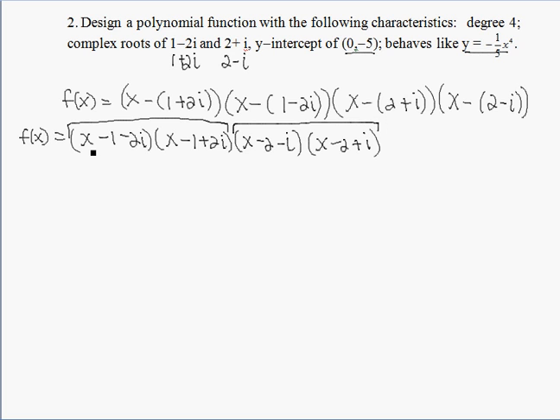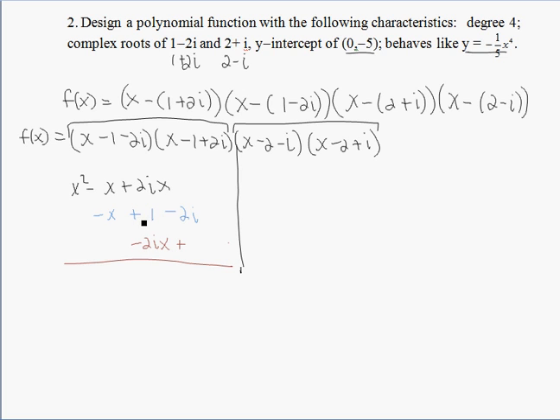And now I'm going to multiply these complex conjugate pairs. So I'll do this one first, multiplying the x through, and multiplying the -1 through, and multiplying the -2i through. Okay, so there's all the work. We'll combine like terms in a minute. Looks like I lost a term over here. Those guys just disappeared. So let's distribute the x through these three terms and multiply the -2 by these three terms over here. And multiply the i by these three terms over here.